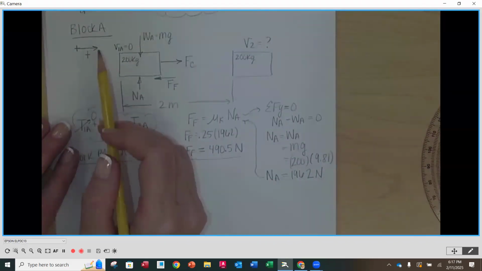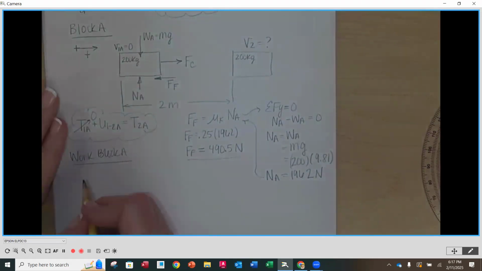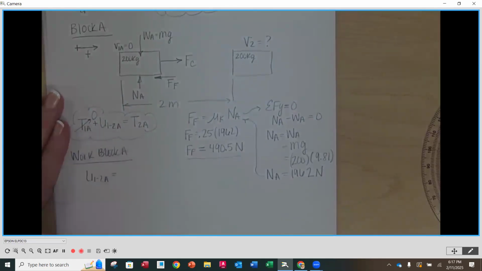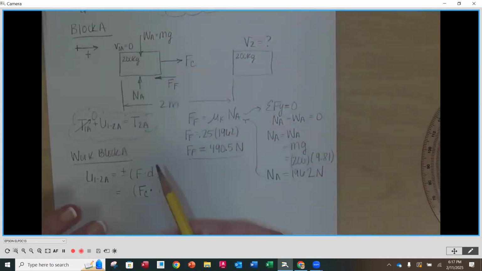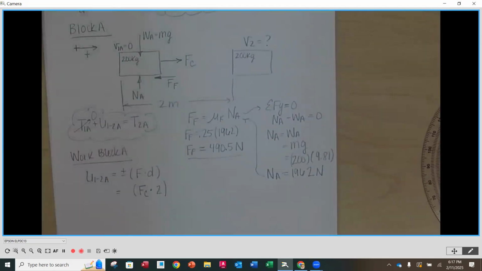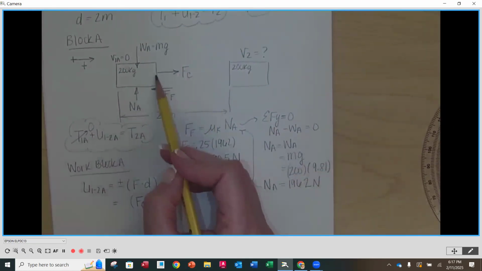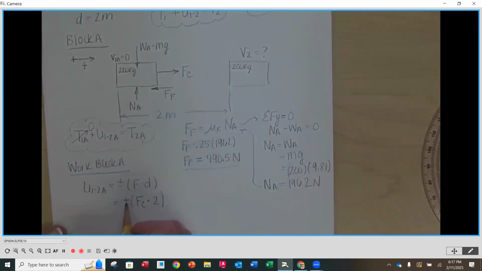Using our positive convention here, we're going to say the work 1 to 2A is equal to plus or minus F times D, which is equal to, we're going to first have the cable force times that distance. And that distance we're going to substitute in just a little bit. That's going to be 2, or I'll put it in here now because we don't know what FC is. We're going to put 2 right there. Now, as we look at the direction of FC, notice that it's pointing to the right. So that means that that one's going to be positive out front.